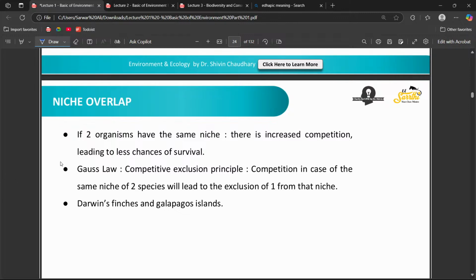What is niche overlap? Let's say two organisms have the same niche, which means the same requirements. Then there will always be increased competition and less chance of survival, because more organisms are fighting for the same thing.